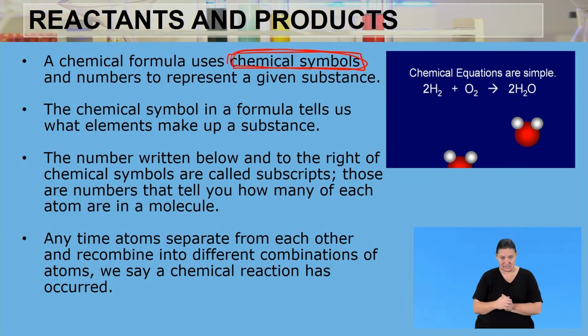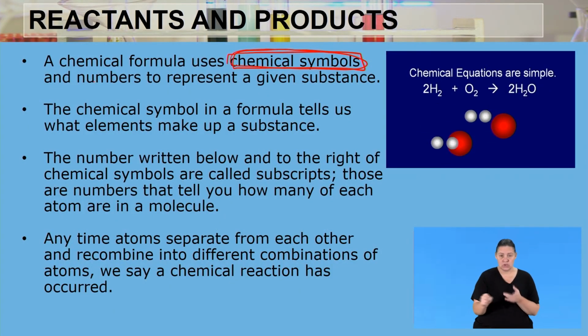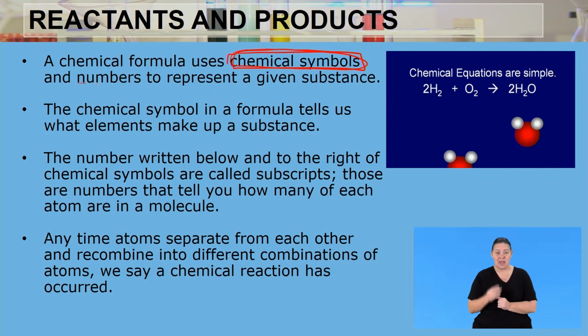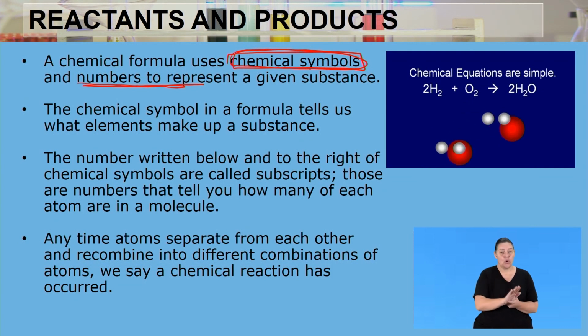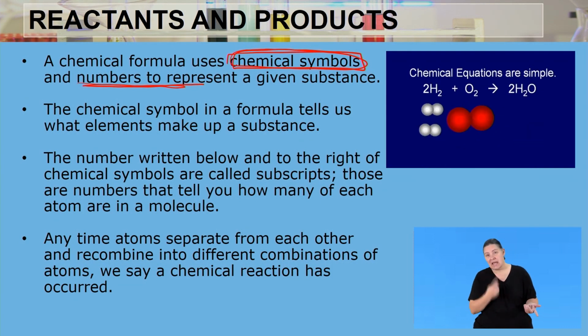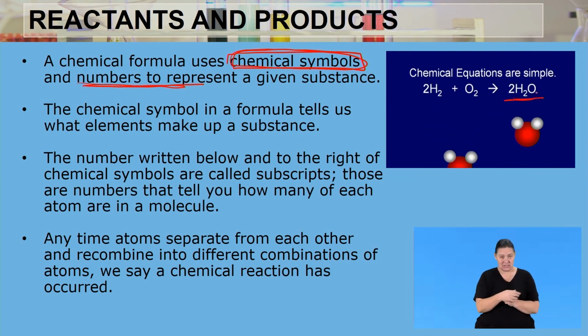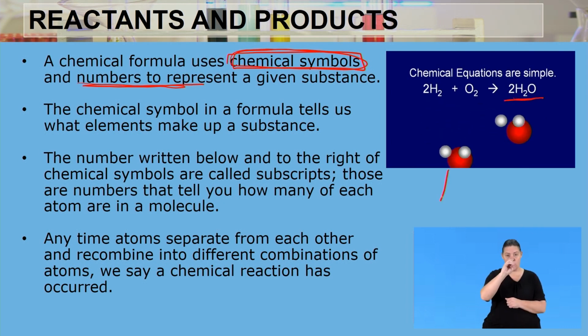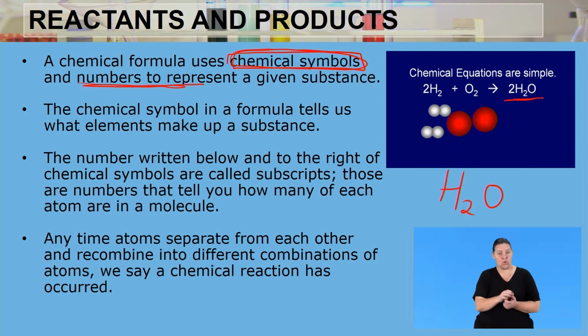And a combination of those symbols from the periodic table forms a compound in a certain, fixed ratio. Now, a chemical formula uses chemical symbols and numbers to represent a given substance. Those numbers show the ratio. For instance, if we look at this particular compound, H2O, it shows that the ratio is 2 hydrogen atoms to 1 oxygen atom. So the ratio is fixed for water.